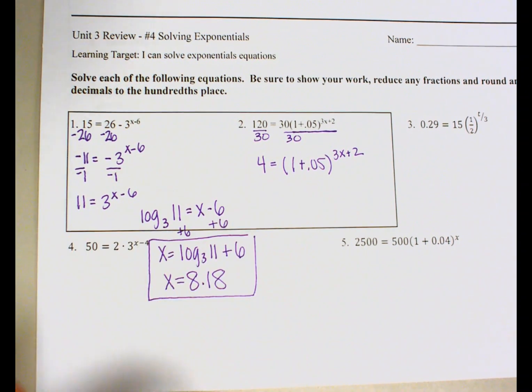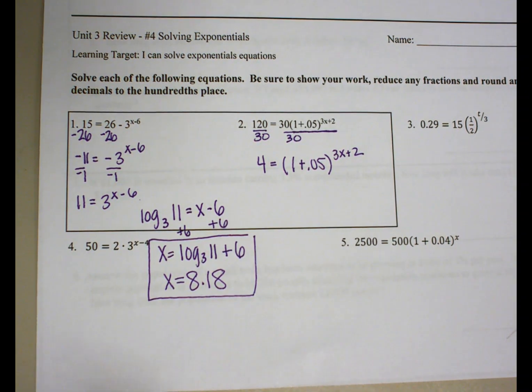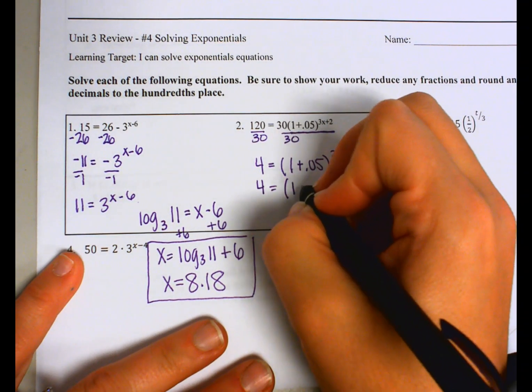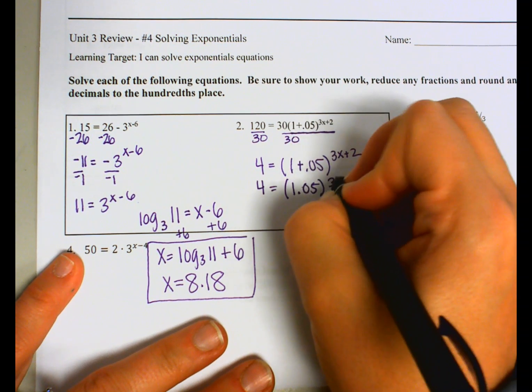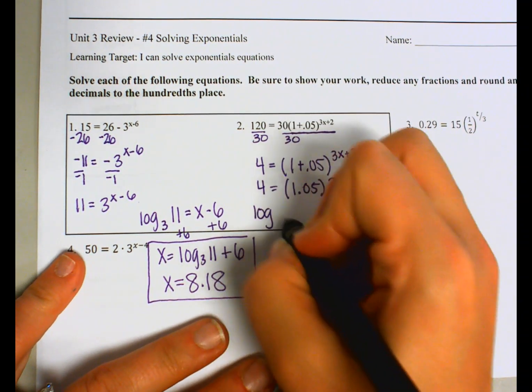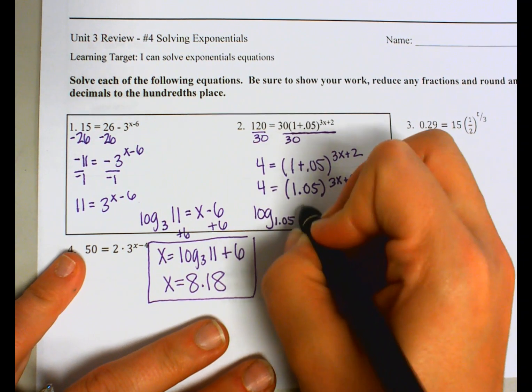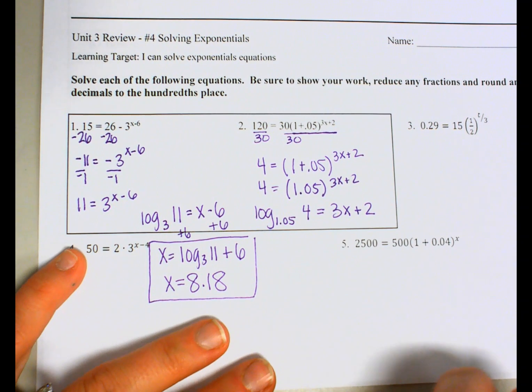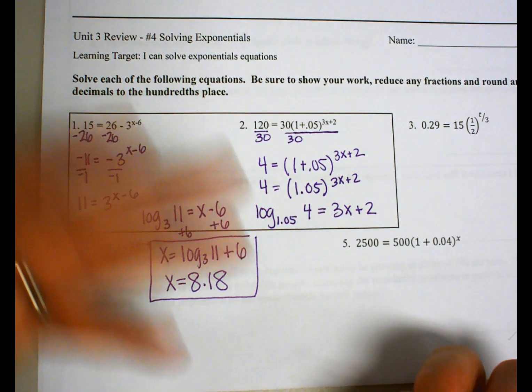1 plus 0.05 is pretty easy to combine. I don't need to keep those separate. Sometimes we keep them separate because there's too many decimals to carry, especially when we're doing something like compound interest. But in this case, I know that that is just 1.05. So now, if I rewrite that in log form, I get log base 1.05 of 4 equals 3x plus 2. And again, our goal is to solve for x.